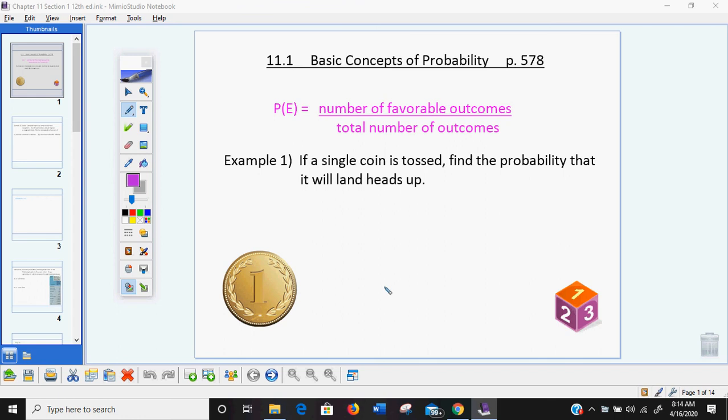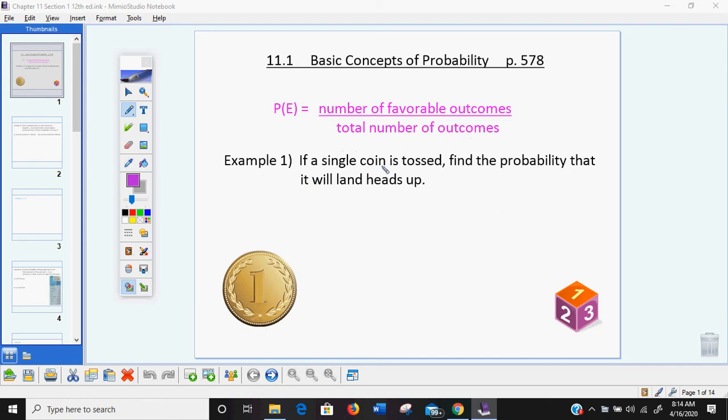All right, in this chapter, we're going to look at some probability. And the formula for probability is this: the number of favorable outcomes, in other words, what did they ask for, goes on top of a fraction. And on bottom of the fraction is the total number of outcomes, in other words, what was possible.